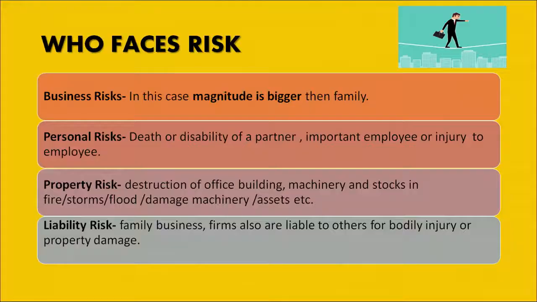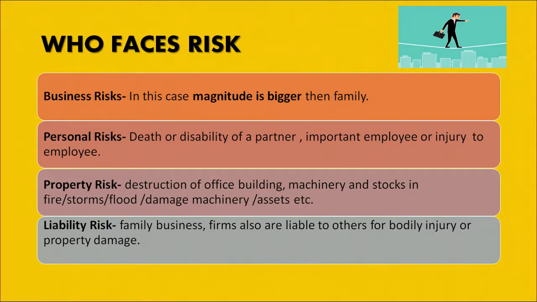Now let us talk about the business risks and what are the various repercussions. Now in this case, the magnitude is bigger than the family. So when I say the magnitude is bigger than the family, here I am talking about the quantum of the claim. Obviously, in business risk, the claim amount is much higher than a family risk.